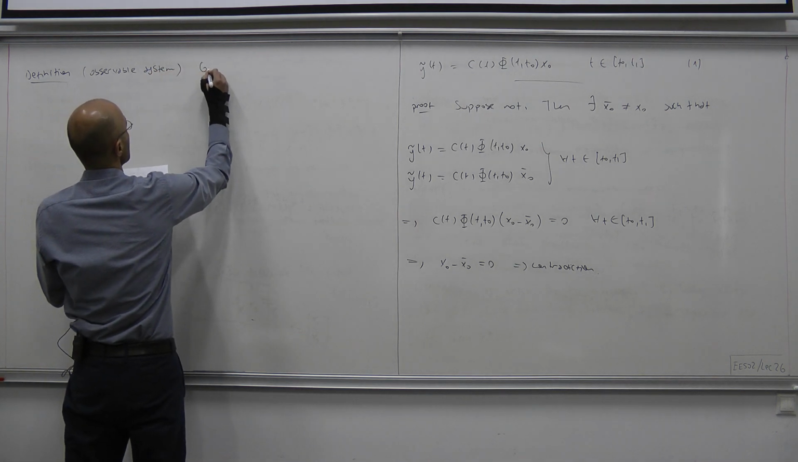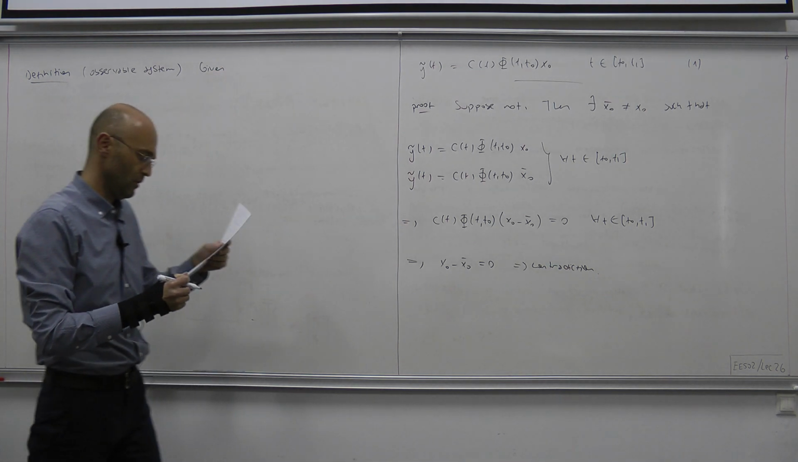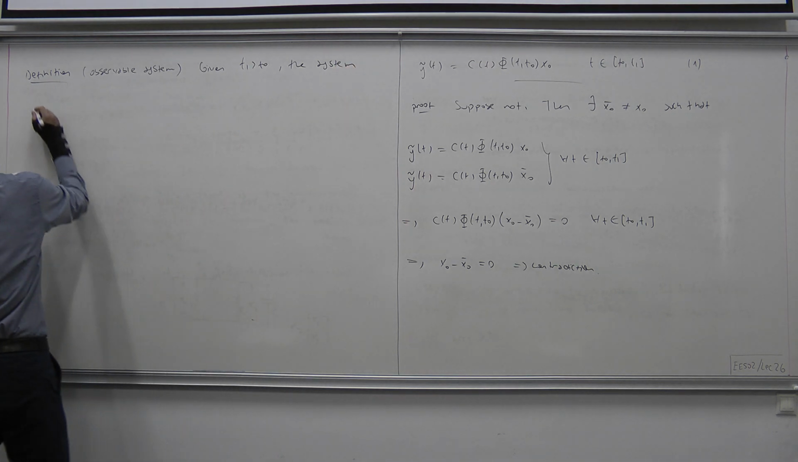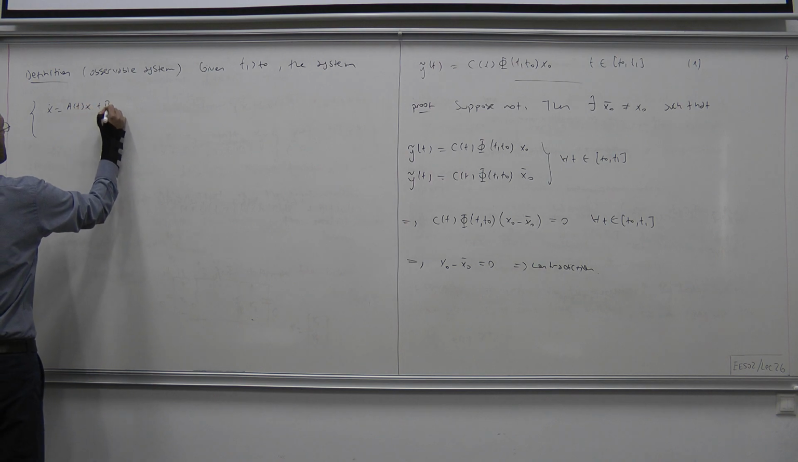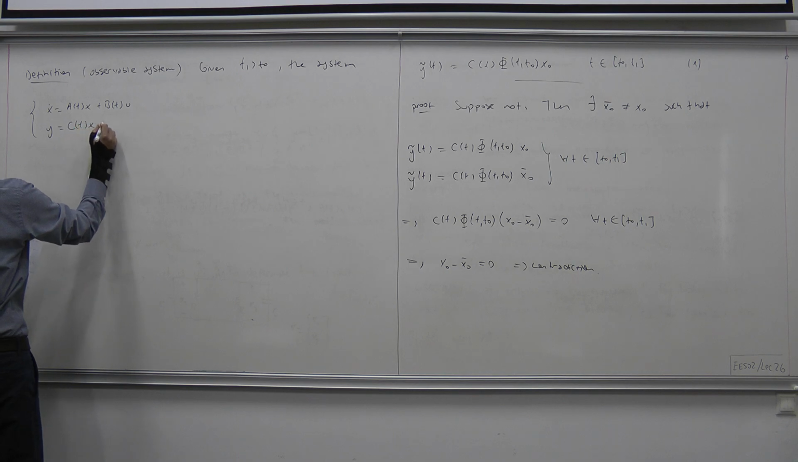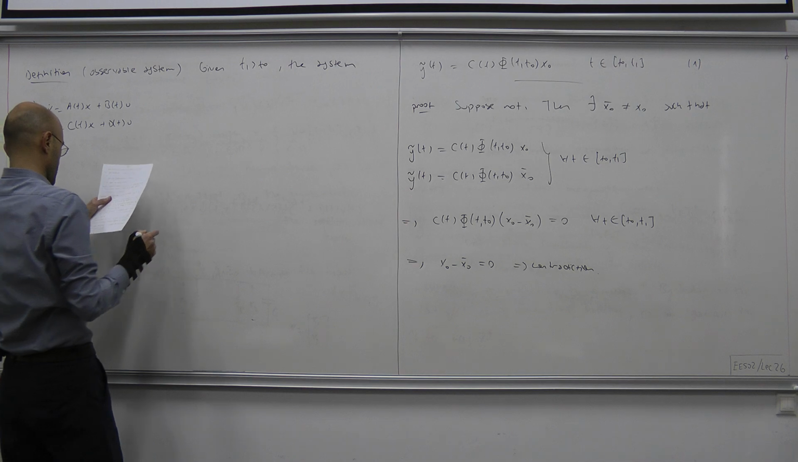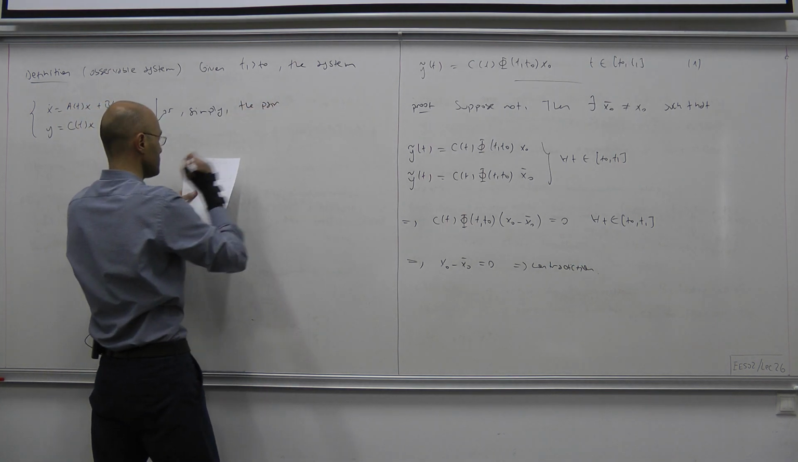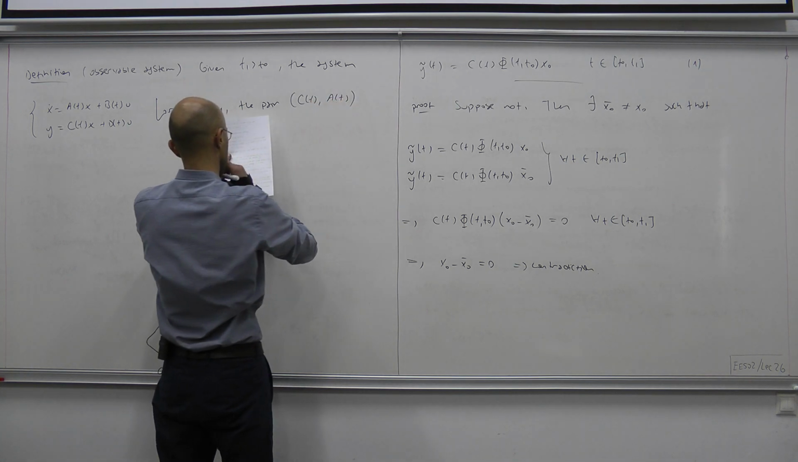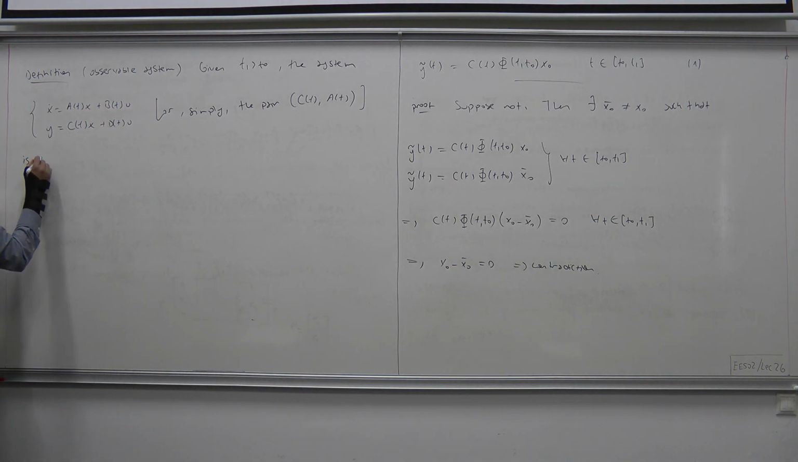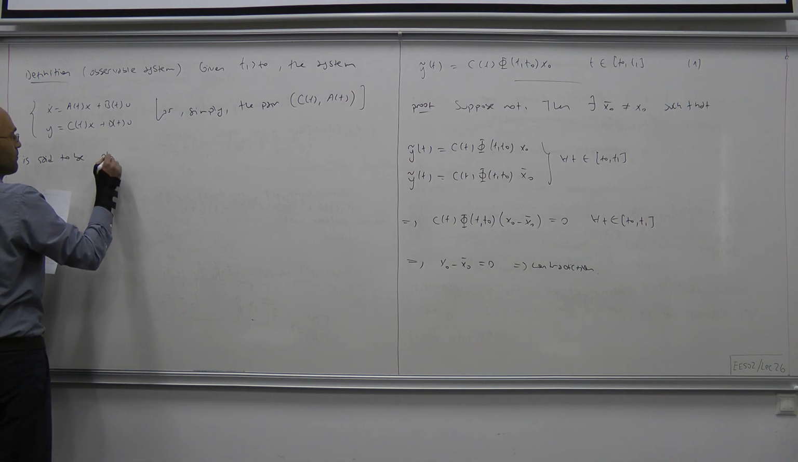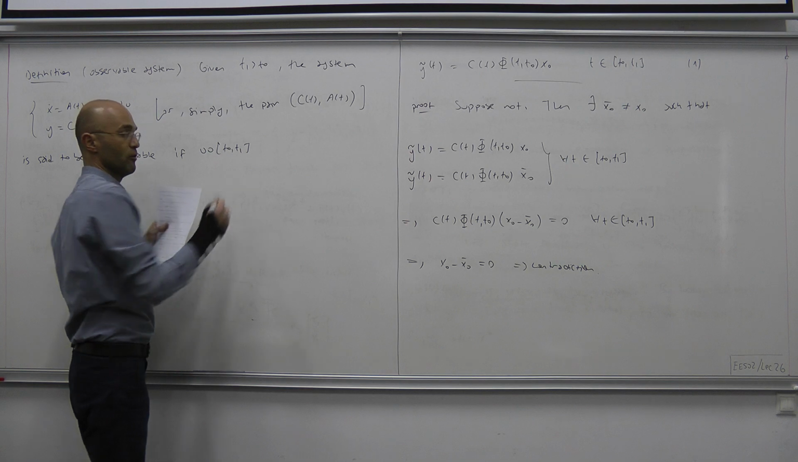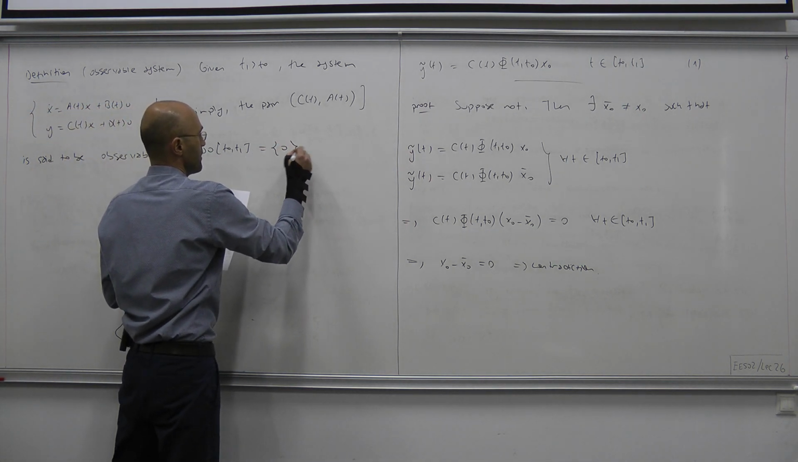Now, given the beginning and end instants of our interval, t0 and t1, the system x dot equals A of t x plus B of t u, and output equals C of t x plus D of t u, or simply the pair (C, A), is said to be observable if the unobservable subspace for the interval t0 to t1 contains only the zero vector.